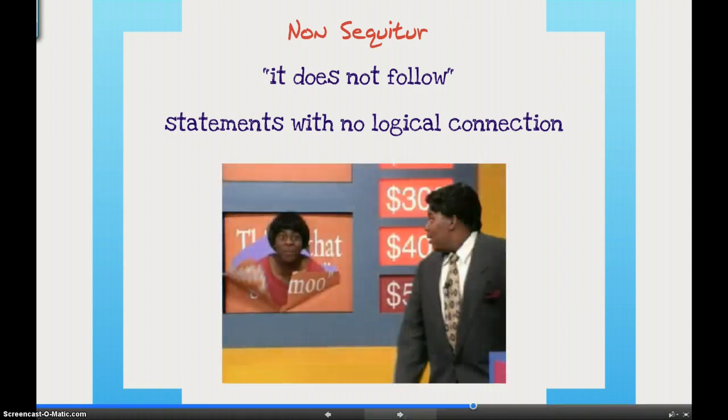This reminds me of All That, where you have this character by Kel who just says Jupiter all the time. So you ask him, why is the sky blue? He says Jupiter. Or what's 2 + 2? He says Jupiter. So basically this one has no logical connection to the previous statement. It does not follow.